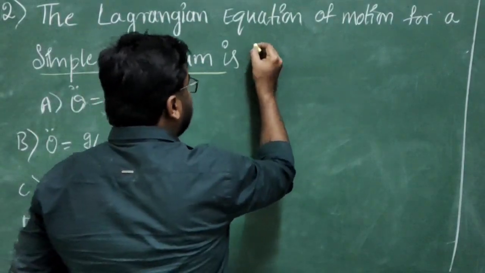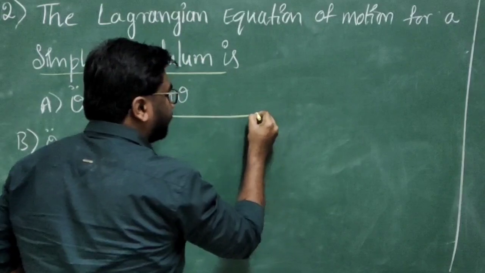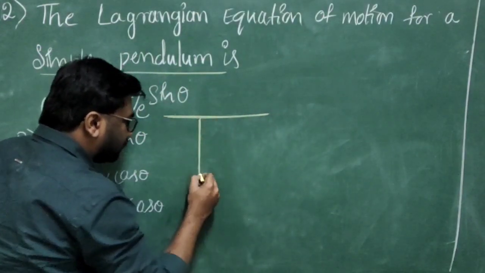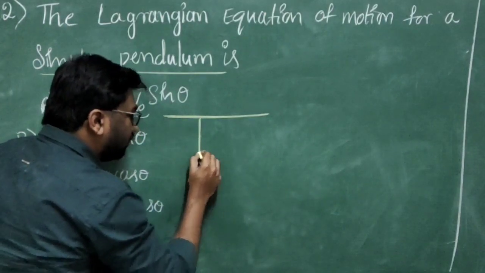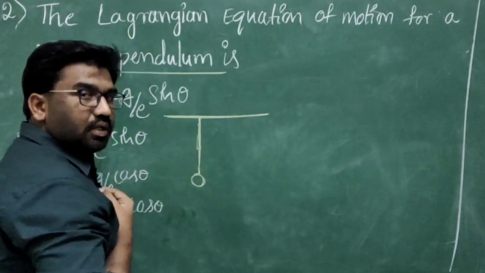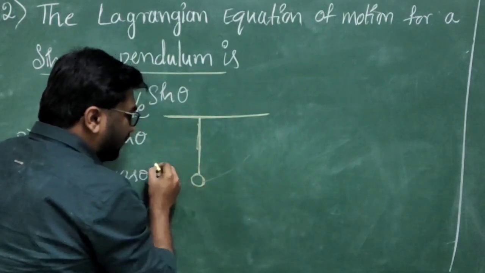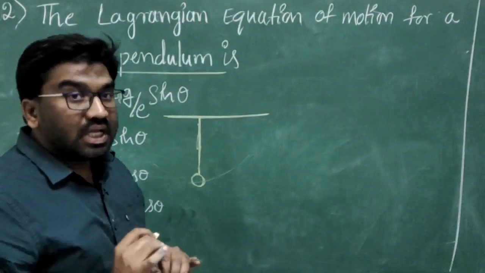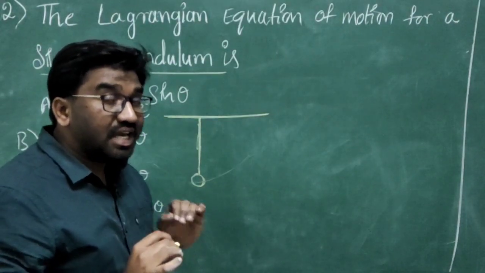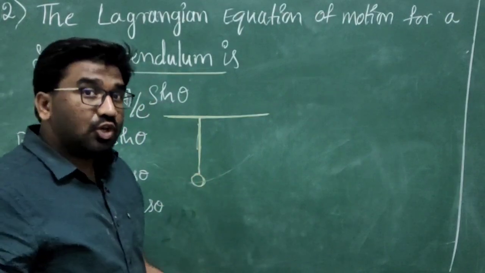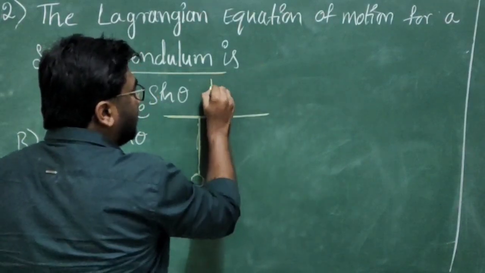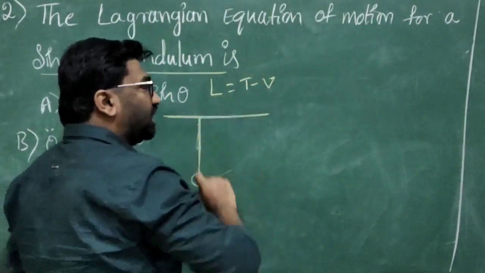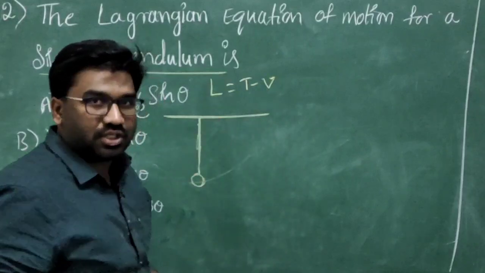See, let us consider a small rod, and a bob is connected with a small frictionless wire. Now the bob is oscillating like this. It has some simple harmonic motion. Now we should write the kinetic energy and potential energy. We know that the Lagrangian is L is equal to T minus V. We should calculate the kinetic energy and also the potential energy.